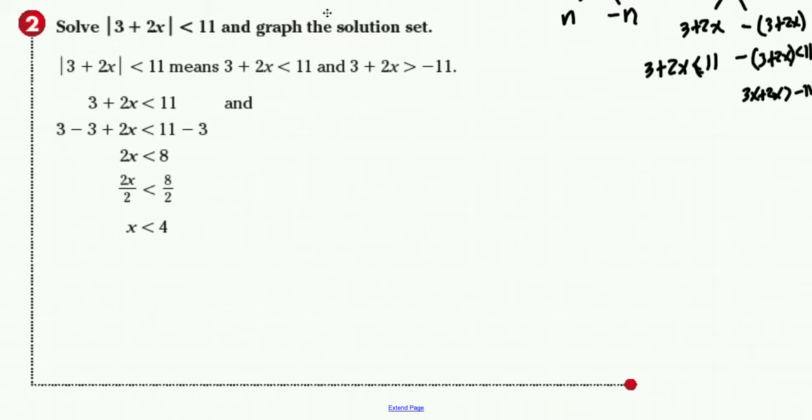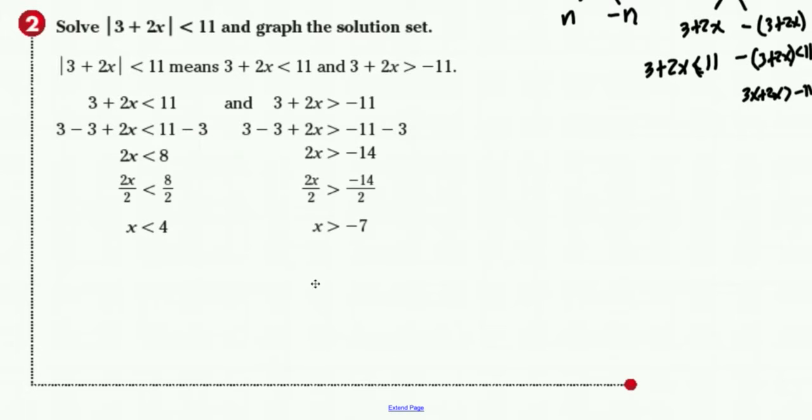Okay, the next one, let's consider 3x plus 2 is greater than negative 11. And remember, we talked about how this is negative 11 because of the particular reason that I gave you. So 3x plus 2 is greater than negative 11. We subtract 2 from both sides, you end up with 3x is greater than negative 13. Divide both sides by 3, and you end up with x is greater than negative 13 over 3.